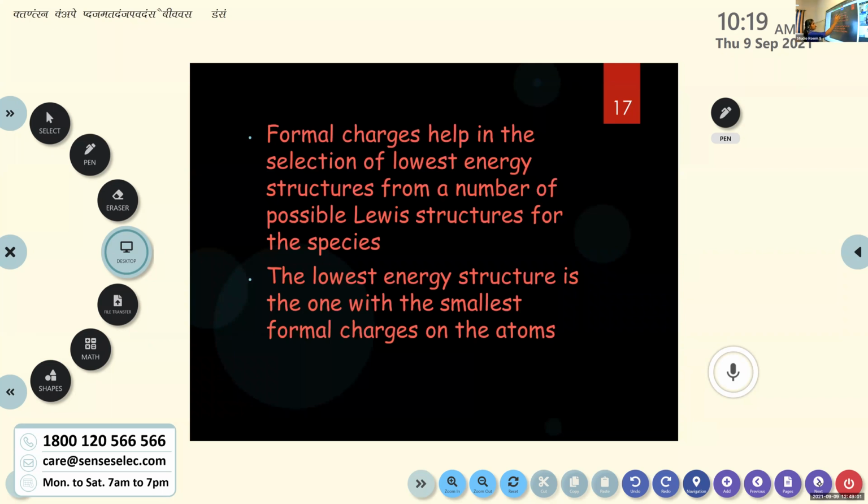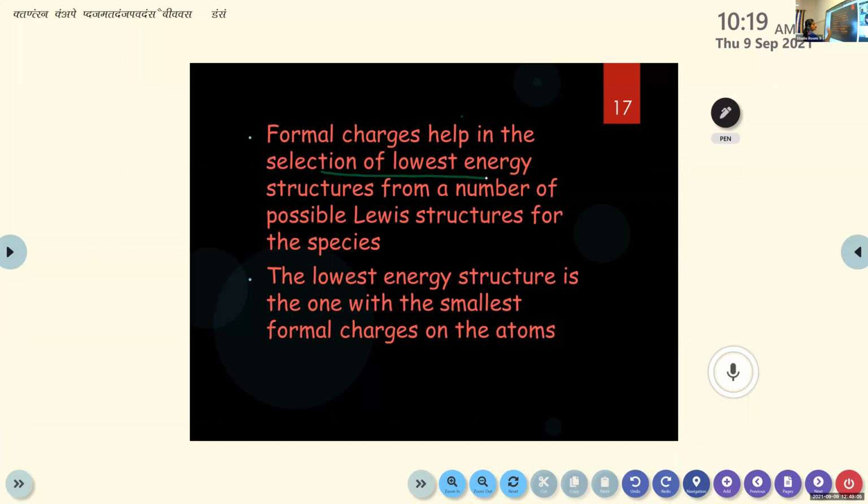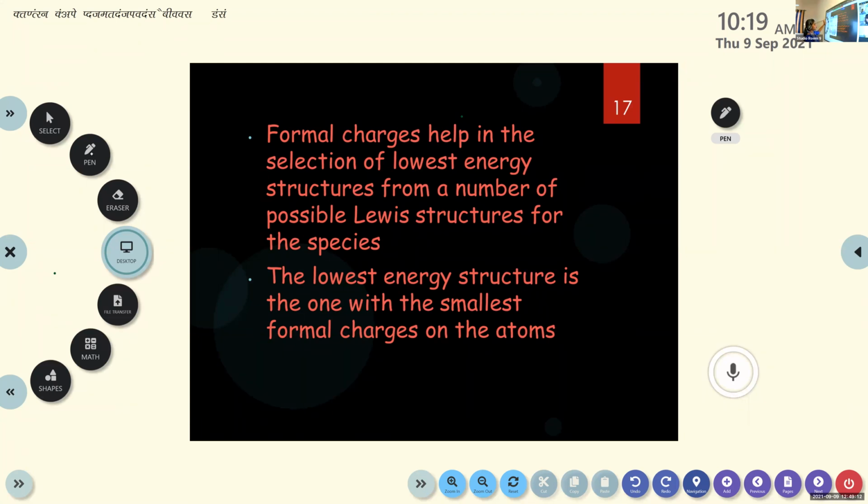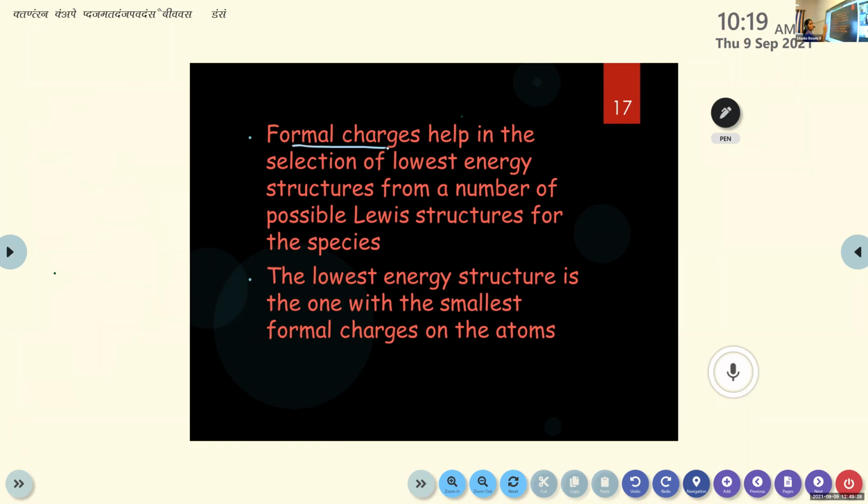So this formal charge will help in the selection of lowest energy structures from a number of possible Lewis structures for the species. We can draw different kinds of Lewis structures for each molecule, right? From those different Lewis structures, we can select the proper one. For that, we will connect it with the formal charges. Using this formal charge, we can find the proper lowest energy structure from the possible number of structures. So that's the importance of formal charge in Lewis dot structures.